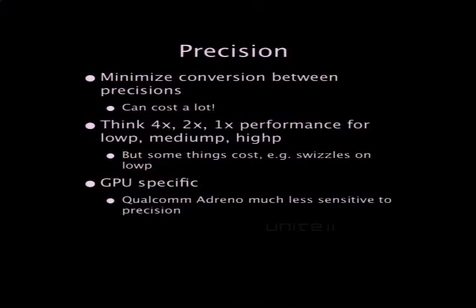So one thing to watch out for is to try to minimize conversions. If you read something into a low precision variable and then assign that to a medium precision variable, that might not be a free thing to convert on the GPU.